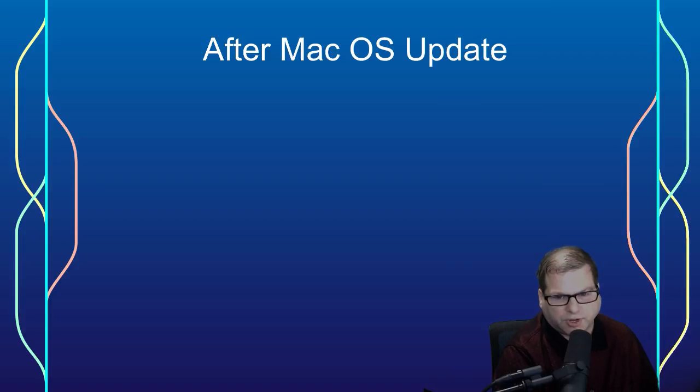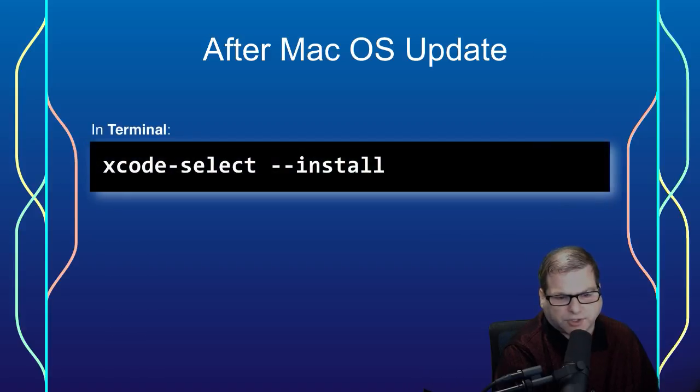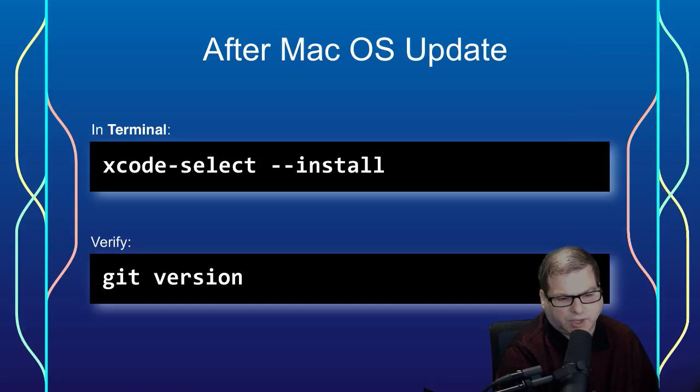As I mentioned before, after you do a major Mac OS update, you're going to have to reinstall the command-line tools. And you do that with xcode-select --install. Now, you might need to do this as sudo in order to install this correctly. And once you've done that, verify that Git still works by typing git version.